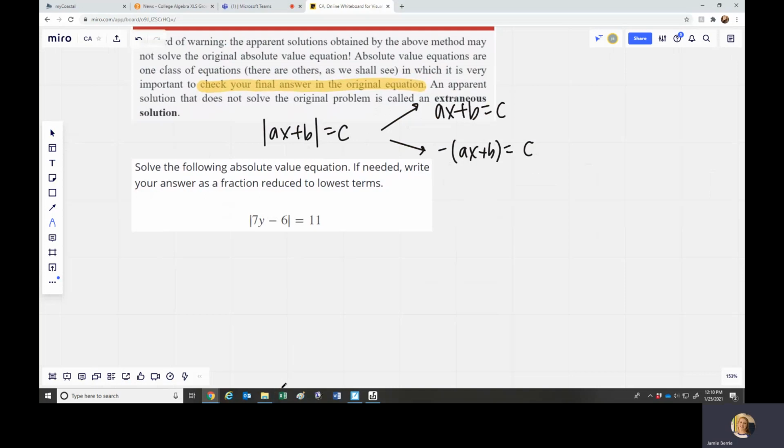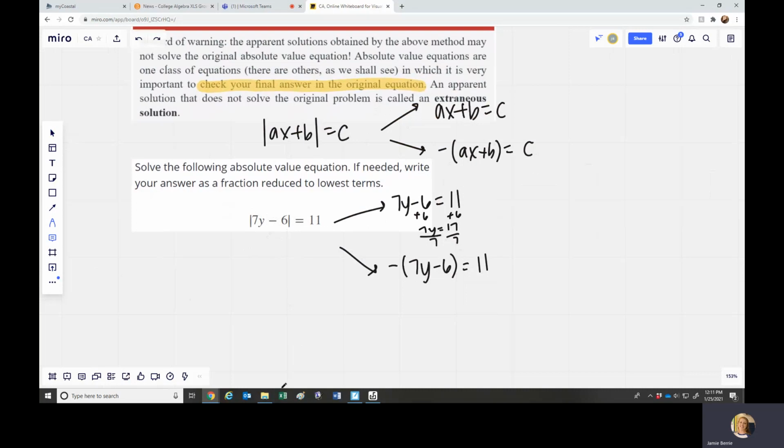All right, so here we have 7y minus 6 inside of the absolute value. So we're going to split this up into two different parts. We're going to do 7y minus 6 equals 11, so you're not changing anything there. And the second one, you're just going to put parentheses around everything that's inside here, put the negative on the outside, and then finish solving. All right, so we have two equations to solve here. These are just two linear equations. So here I'm going to move the 6 over. 7y equals 17. Divide both sides by 7.